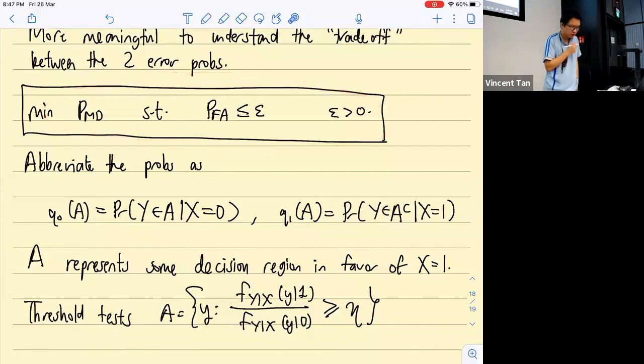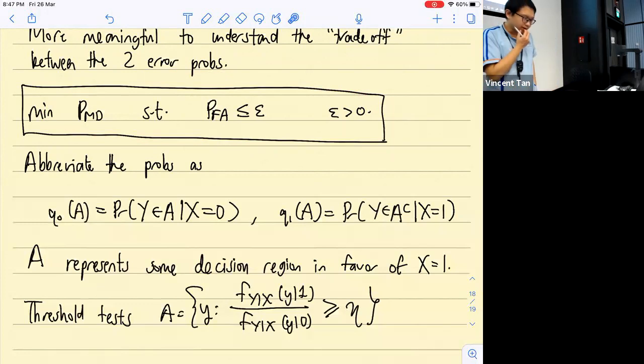So Neyman-Pearson is non-Bayesian, right? Because we don't have priors on X. So this is where I will stop today.